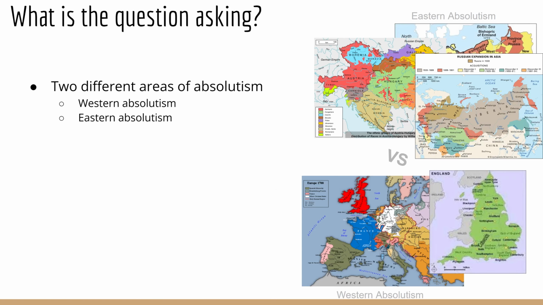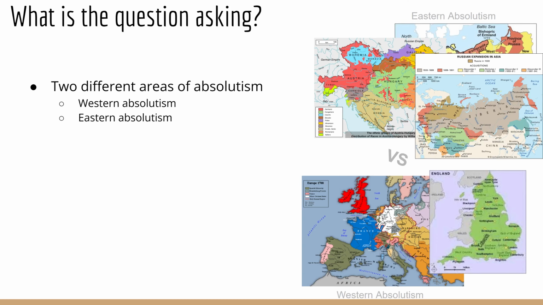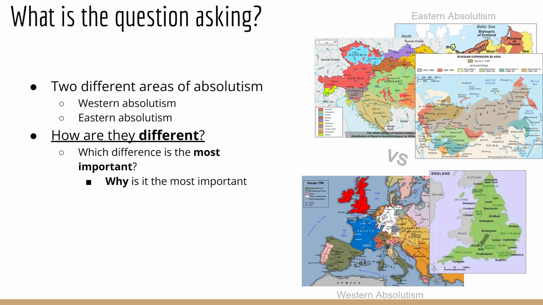So the first step in answering an FRQ is to figure out what your question is asking. So our question is asking Eastern European absolutism versus Western European absolutism, and what is the most significant difference? So there's two different areas of absolutism. As that question says, there's Western and there's Eastern. So we have to figure out how are they different and which difference is the most important.